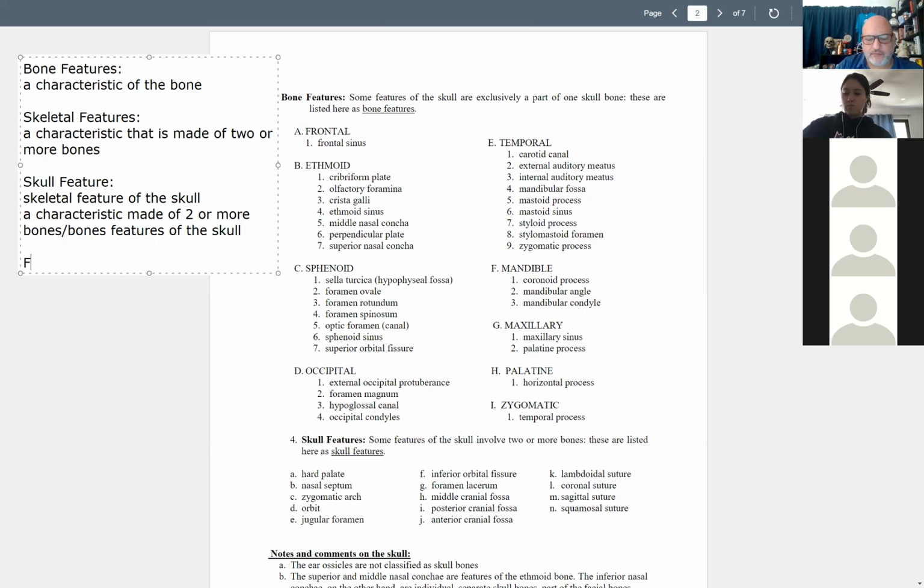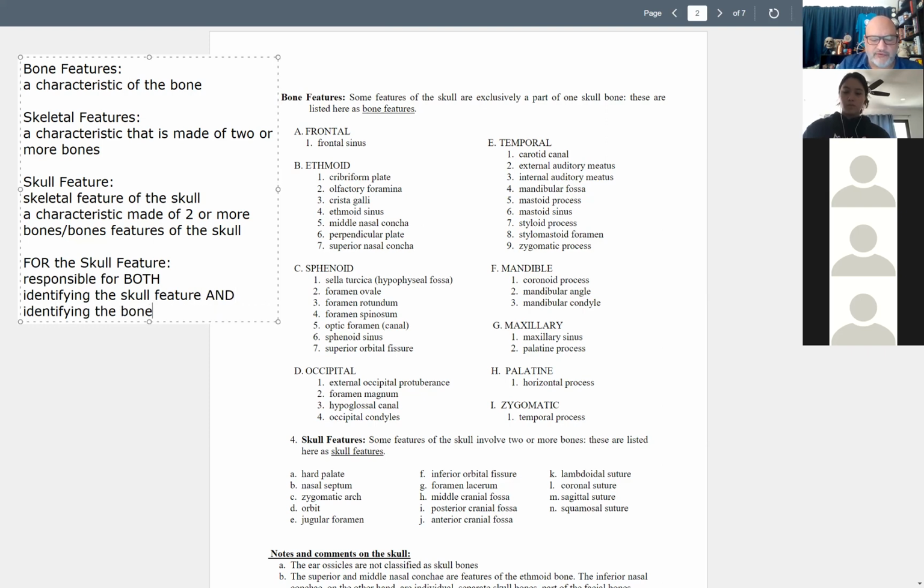Now, for the skull features, since we're starting with the skull right now, you are responsible for both identifying the skull feature and for identifying the bones and bone features that form them. And how will you know if it's a bone feature you need to know? On the list. Exactly.